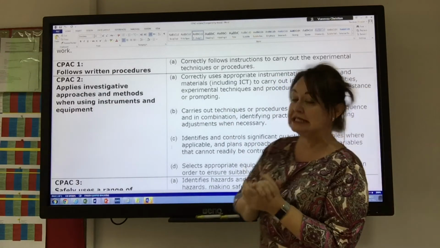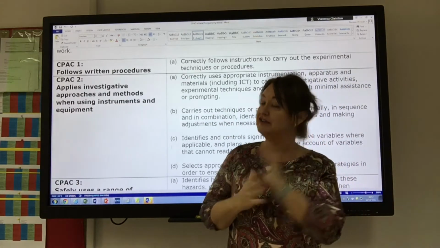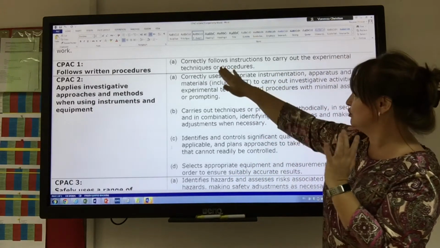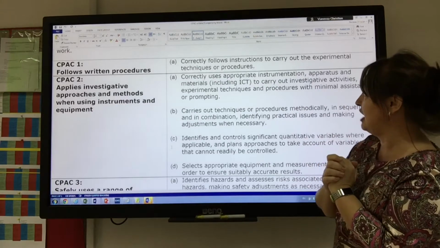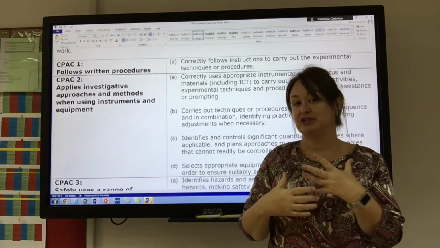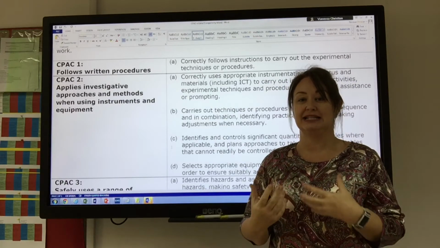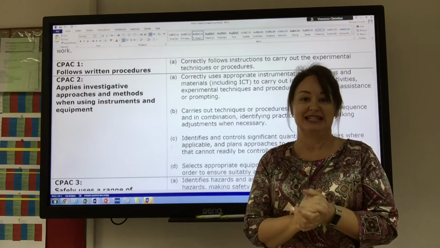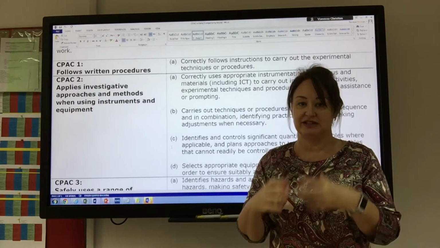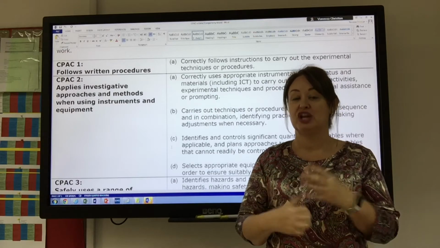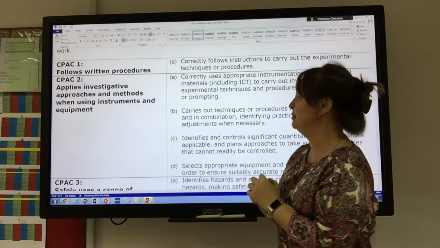So for the first CPAC, of which there are 5 in biology, we have to be able to demonstrate that you have correctly followed instructions to carry out the experimental technique or procedures. Now you need to be able to consistently do this. So what we're saying is, as the time moves on through the 3 years, can you do it basically? So we get a feel of that as a teacher, and it's the kind of thing that we're marking you on in class when we watch and observe you do the experiment.